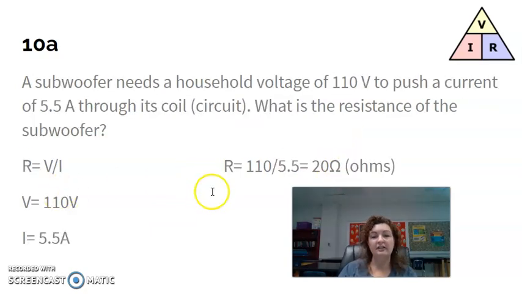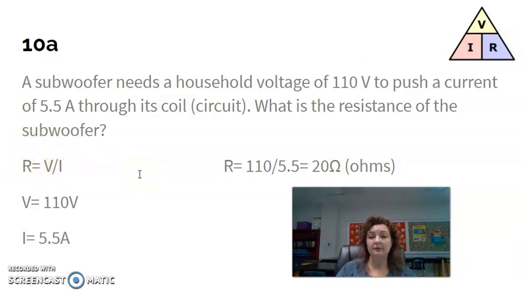Last math problem on your sheet. It says a subwoofer needs a household voltage of 110 volts to push a current of 5.5 amps through its coil circuit, right? What is the resistance of the subwoofer? So we know we have 110 volts, that is V for voltage, and it's pushing the 5.5 amps, that is going to be I, right? 5.5 amps. What is the resistance? Go ahead and cover up that R. You can see that we have V divided by I, which is right here for you.